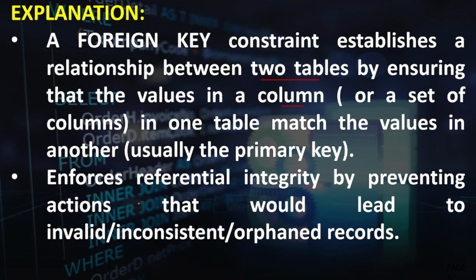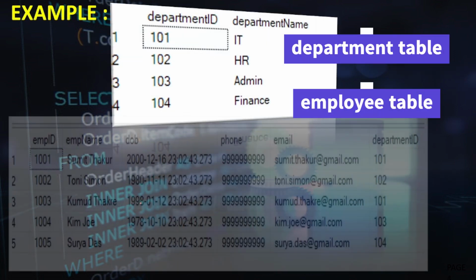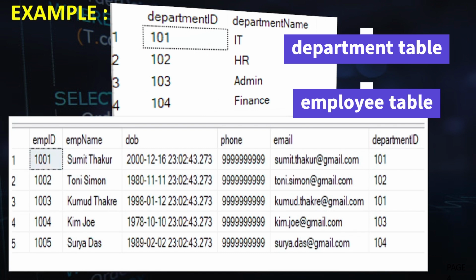So let's try to understand these two tables. The first is the department table and the second is the employee table. The department table contains department ID and department name, whereas the employee table contains employee details along with which department they work in. You see this guy, Sumit Thakur, works in the IT department. This guy, Tommy Simon, is working in the HR department, and likewise the other people are working in different departments.